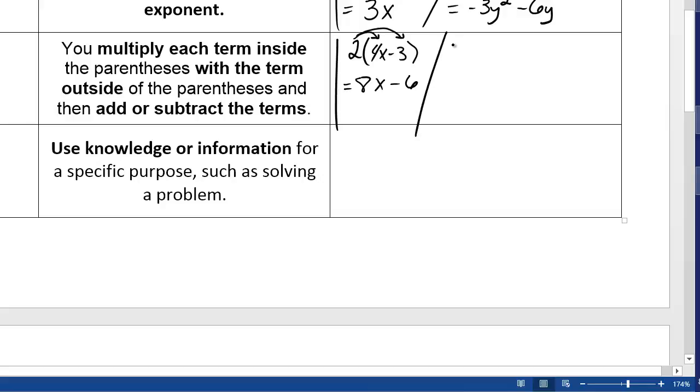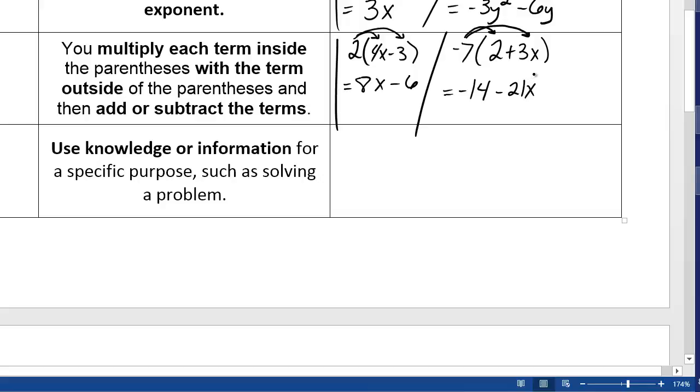Second example, let's say that we have negative 7 on the outside, and we have 2 plus 3x. All we do, we take the negative 7 that's on the outside and multiply it to the inside. So negative 7 times 2 is negative 14. Negative 7 times 3x is negative 21x. And that's the solution. That's it.